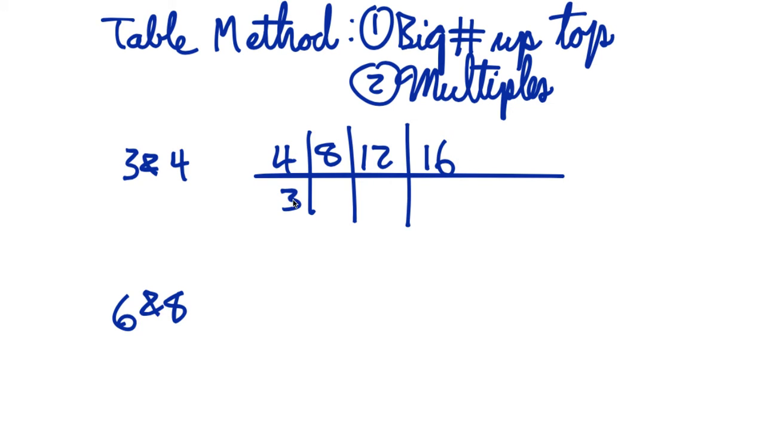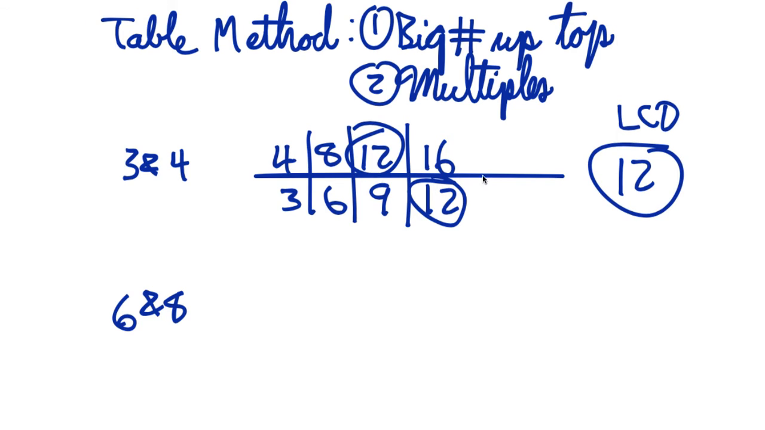Let's do the same thing with 3, and we're going to go by 3s. 3 plus 3, 6. 6 plus 3, 9. 9 plus 3, 12. As soon as we have a match, we're done. So 12 is the LCD. I'll put the LCDs over here. So the LCD of 3 and 4 is 12.